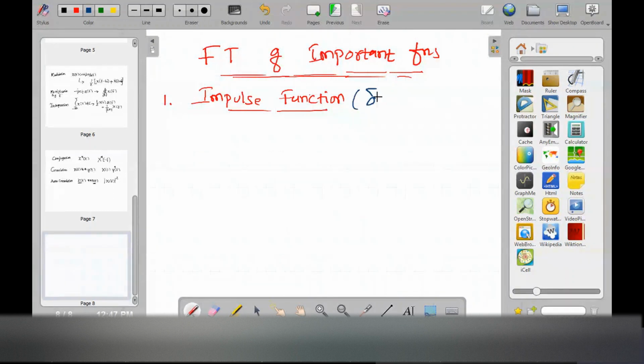The symbol of this is delta of t, correct? How do you write this impulse function? Delta of t equals to what? Can you tell me what the impulse function is? It equals 1 when t is equal to 0, and it is equal to 0 when t is not equal to 0. Is it correct?